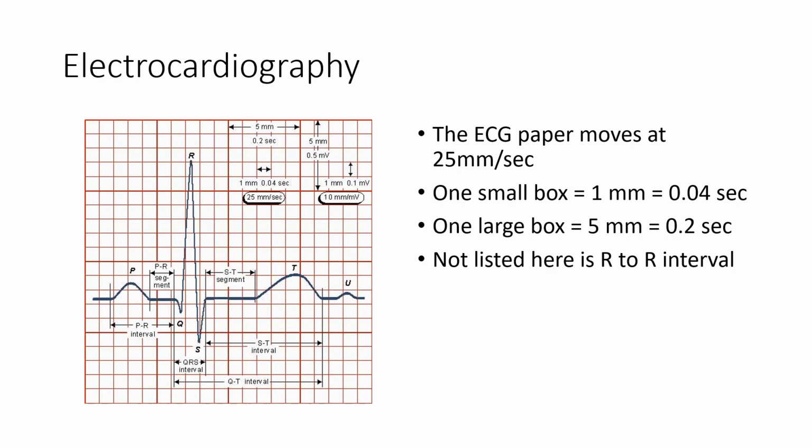So not listed here is the R to R interval, but you see this R right here. That's typically what will trigger the gating. And it will take 8 or 16 pictures between R waves.